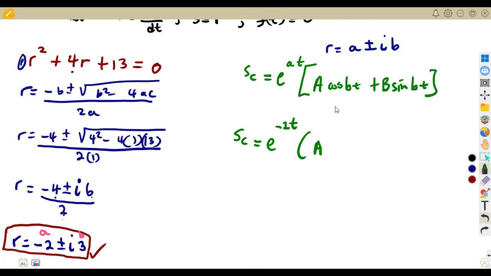Into A, this A is a constant to be found. We do not have this one, we have to find it. So you're going to have cos bt. What is b? B is the imaginary part of the complex solution, and our b here is 3. So it's going to be 3t, plus B again, a constant to be found, times sine bt. Our b, remember, is 3, so it is going to be 3t, like this. So this SC represents your complementary function.